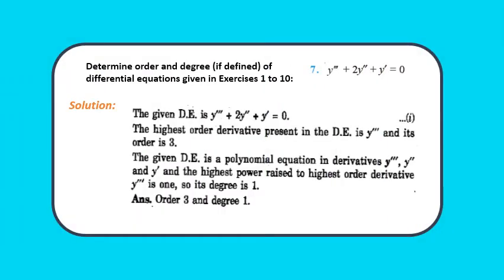Moving to question 7. Determine the order and degree of y''' + 2y'' + y' = 0. So we have the differential equation y''' + 2y'' + y' = 0. Now it is very clear that the highest order derivative is y'''. So the order of the given differential equation is 3. And the power of y''', the highest order derivative, is 1. So the degree will be equal to 1. Done? So pause and note down the solution.